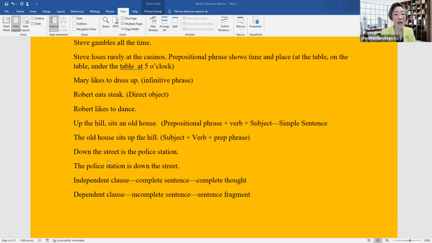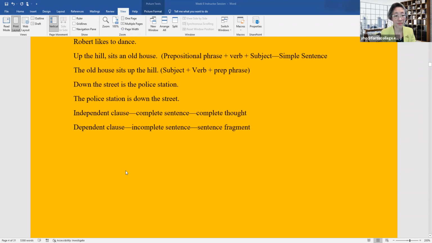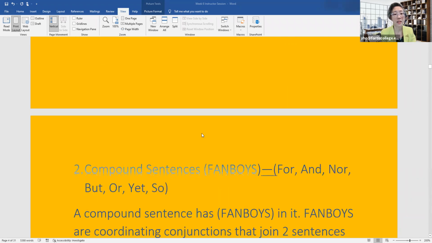Down the street is the police station. So, down the street is the prepositional phrase. Police station is the subject and is is the verb. So here you have a singular subject, police station, and then you have to have a singular verb, is. And that's the same thing as the police station is down the street. So an independent clause is a complete sentence, a complete thought. A dependent clause is an incomplete sentence, and therefore it is a sentence fragment.